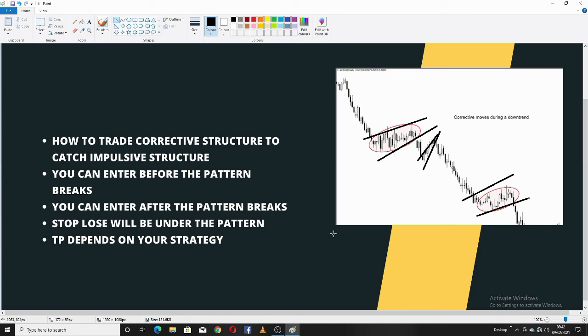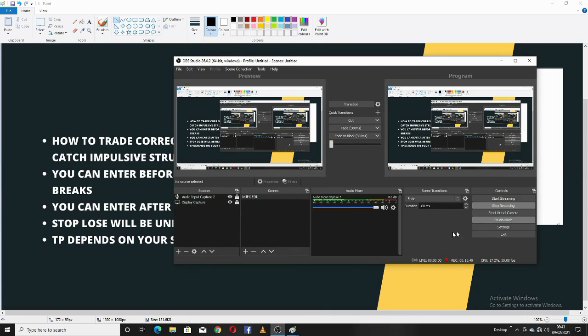So that's about it on today's lesson. I hope now you understand what an impulsive move is and what a corrective move is. That was the main purpose of today's lesson.